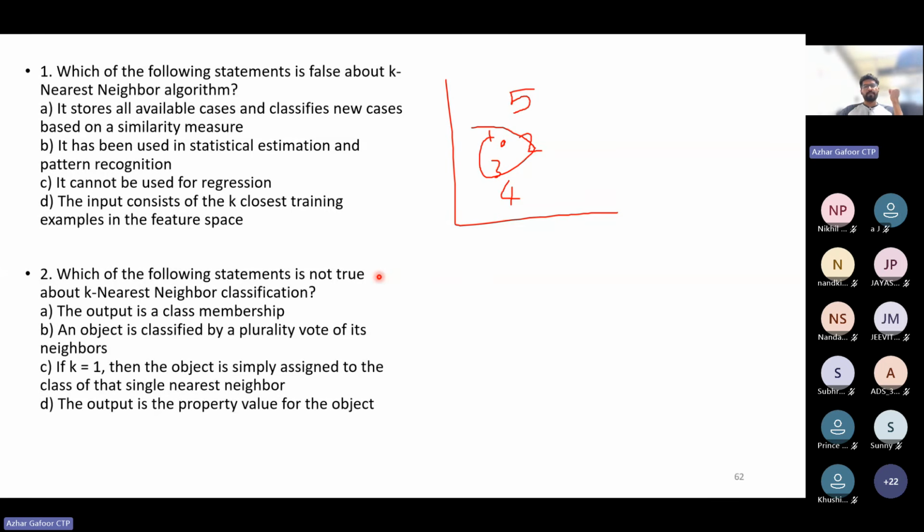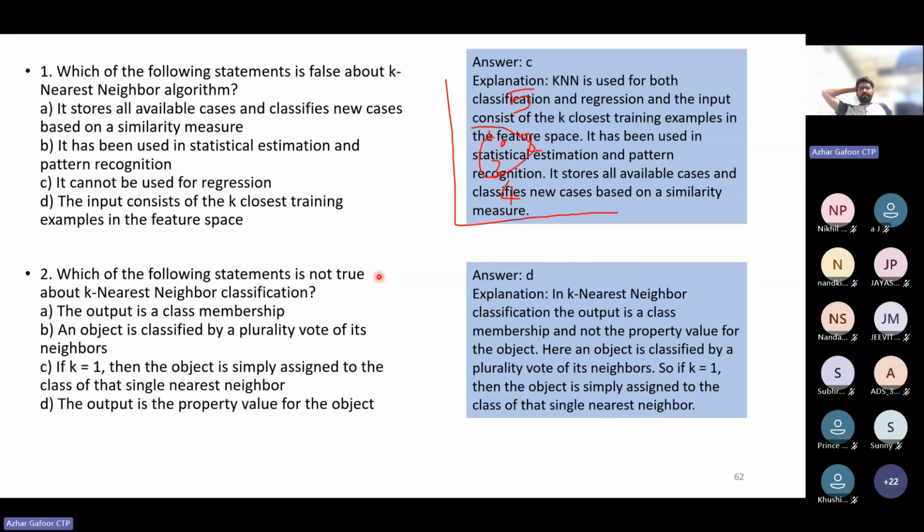So the answer is D. The explanation is that it's not the property value of the object, it's the class membership, in terms of a classification problem.